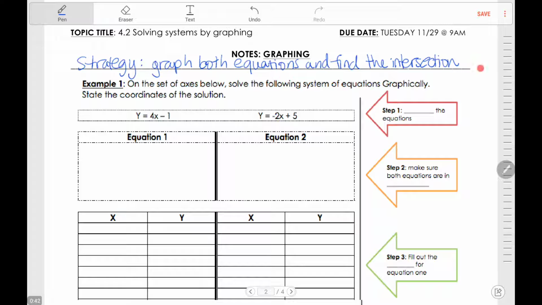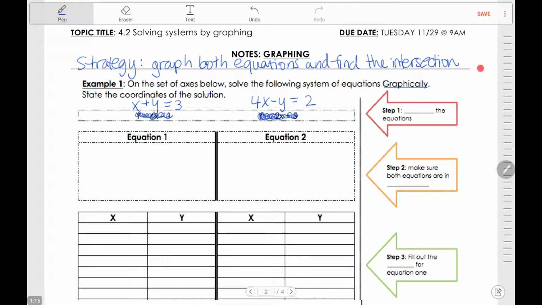So example 1, on the set of axes below, solve the following system of equations graphically. State the coordinates of the solution, and the coordinates of the solution will be x comma y. So this example here, we got to change this, okay? So I really hope everyone's listening carefully. We are changing this problem because we did a similar one already in class. We're changing this first equation to x plus y equals 3. And we're changing the second equation to 4x minus y equals 2.